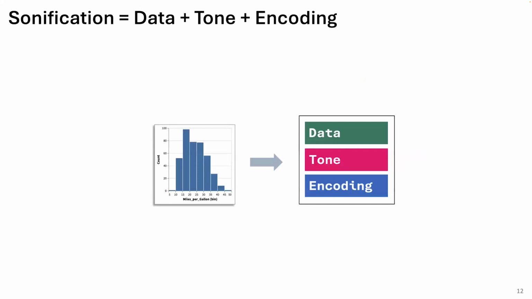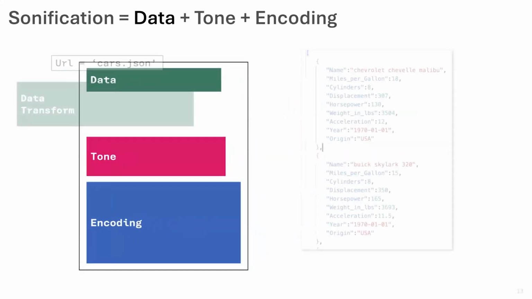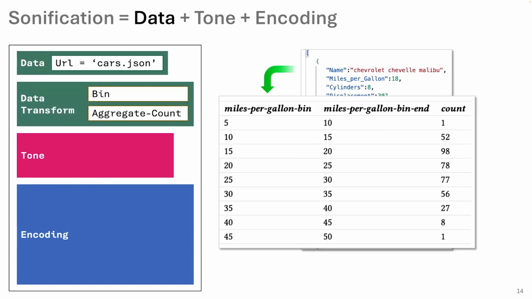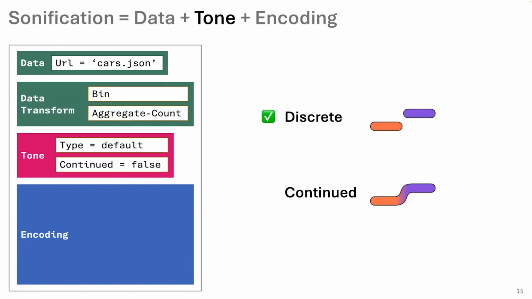Erie specifies a sonification design in terms of data, tone, and encoding. First, data to sonify. In this case, I provide the URL of this cars dataset. And then to make a histogram, we need to set some bins and get the count per bin. Next, before encoding data points, we need to set what kind of tone or overall quality of sound to use. As histogram is a discretizing technique, we use a discrete sound where auditory characteristics change abruptly over time.